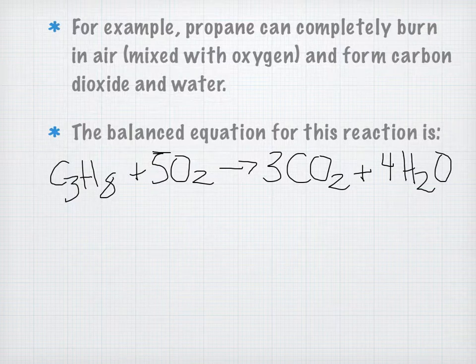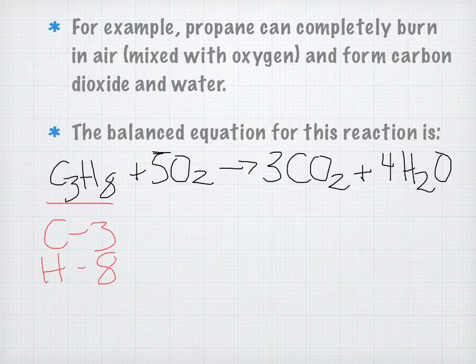Let's count what we have. So my propane, I have 3 C's and I have 8 H's. From my oxygen, I have O2, but I have 5 of them. So I actually have 2 times 5, giving me 10.